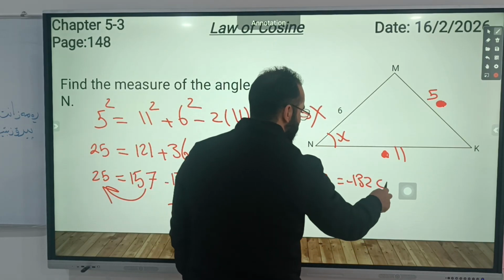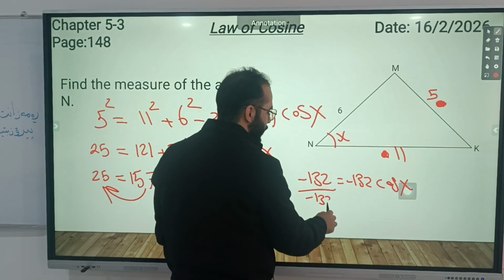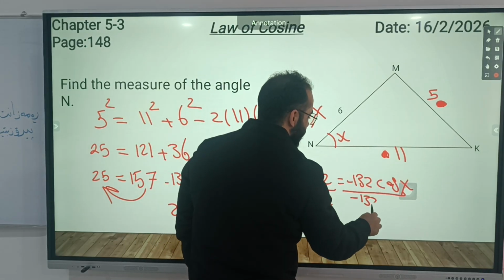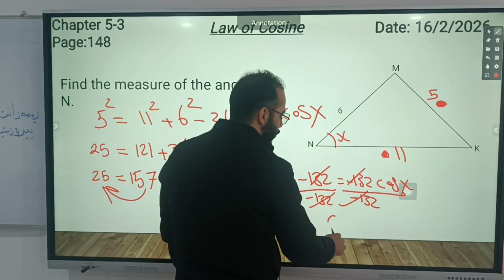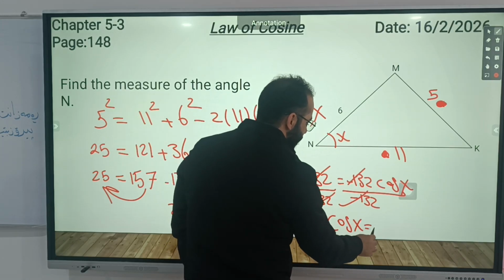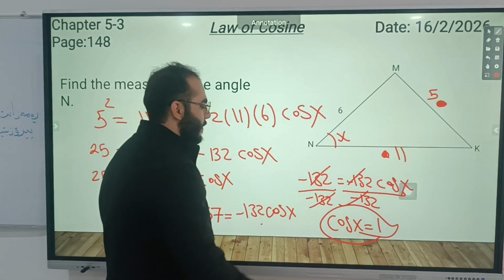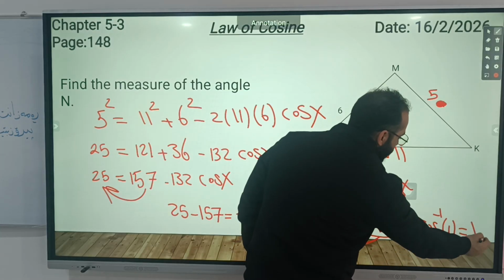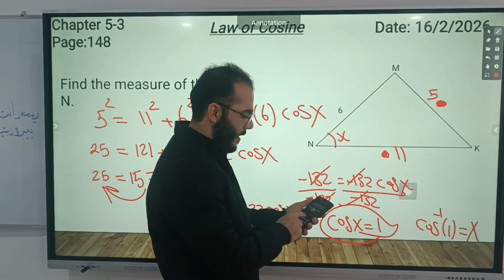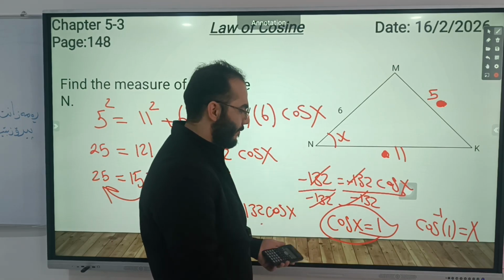So divide cosine x by negative 132 on both sides. That's going to cancel here and here. So cosine x at the end equals 1. Okay, take the inverse. Cosine inverse of 1 equals x. Shift, cosine inverse 1 equals 0.